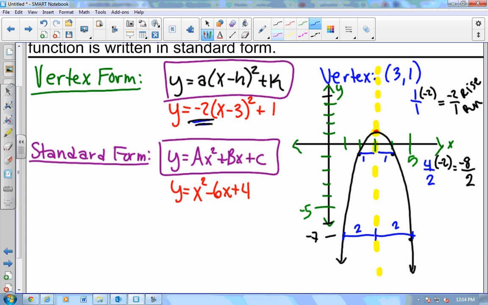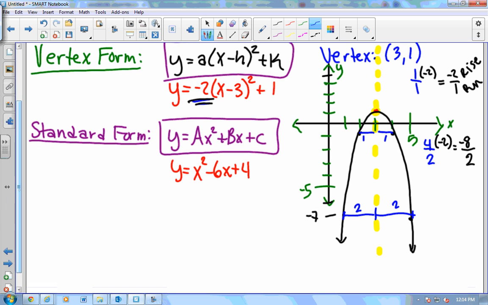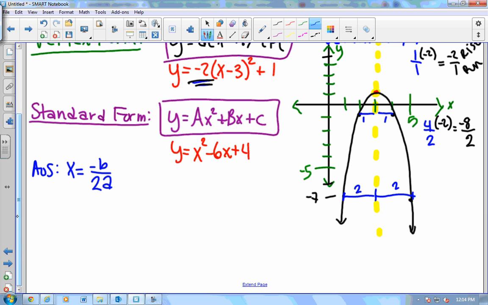There's a nice little formula for axis of symmetry that will give us the x-coordinate of the vertex. Axis of symmetry is the line, ALS is the abbreviation for axis of symmetry. X equals negative b over 2a. Beginning in November, we'll learn a very, very useful formula that this axis of symmetry actually comes from. So we'll see it again beginning in November in just a couple weeks.